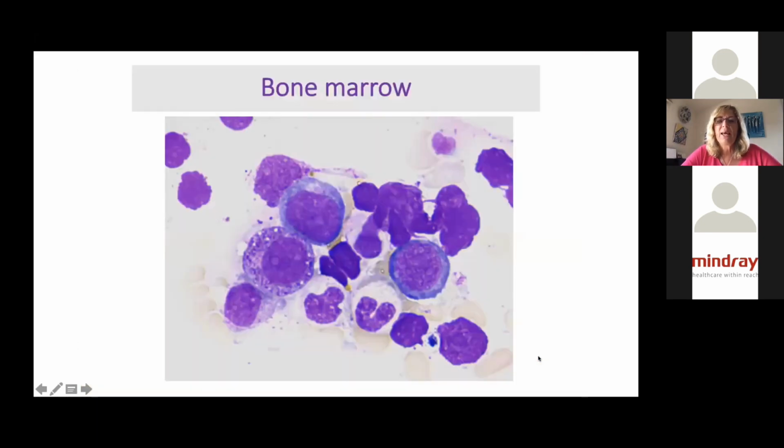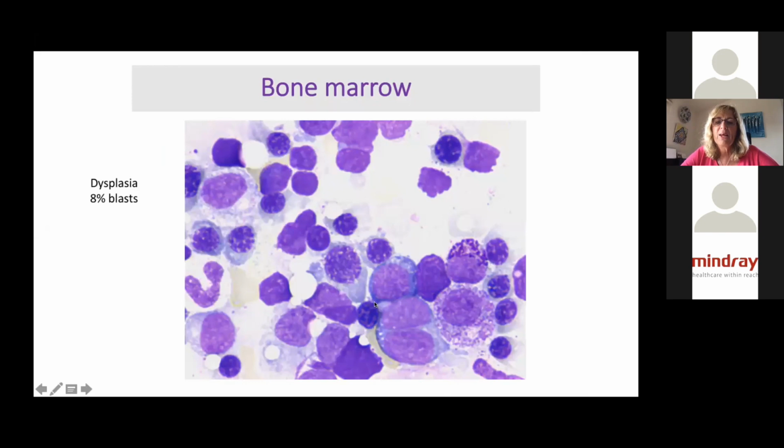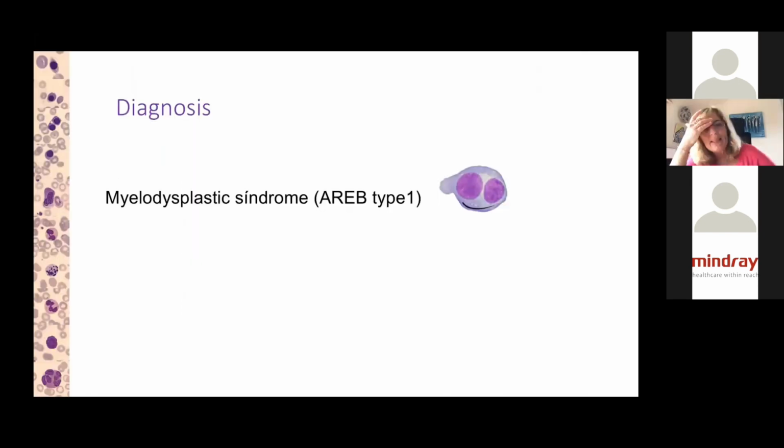So in this case, the bone marrow confirmed the diagnosis of a myelodysplastic syndrome. You can see here 2 blast cells, and the granulation of the neutrophils, more blast cells here, some precursors, red blood cell precursors also with anomalies, and the diagnosis was a myelodysplastic syndrome.